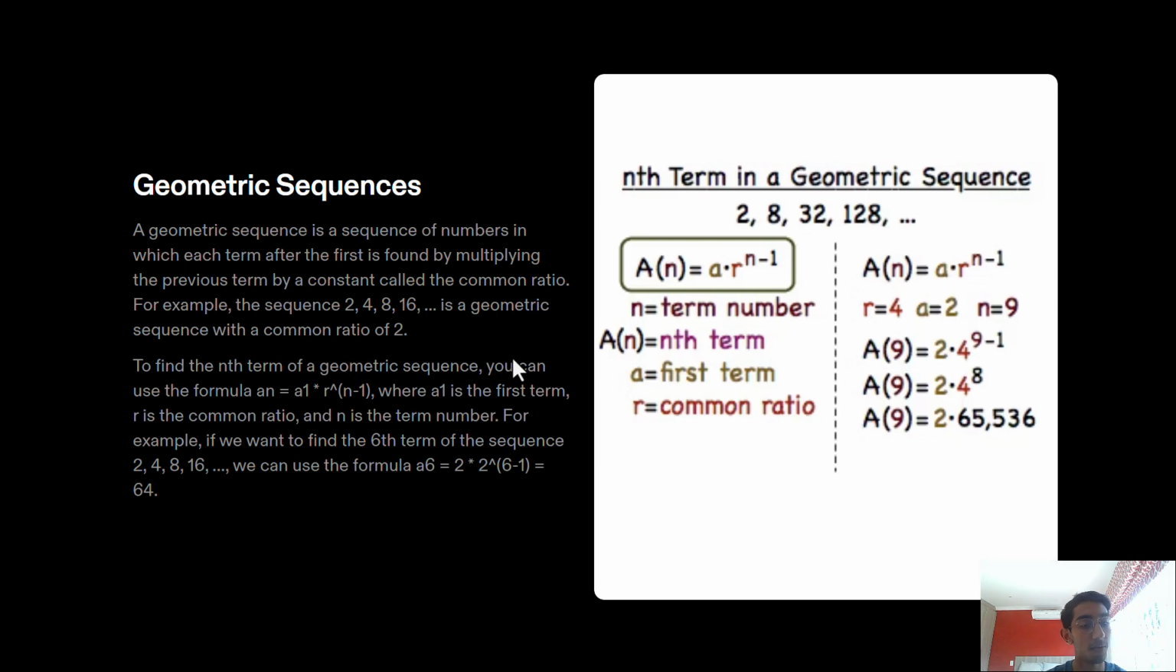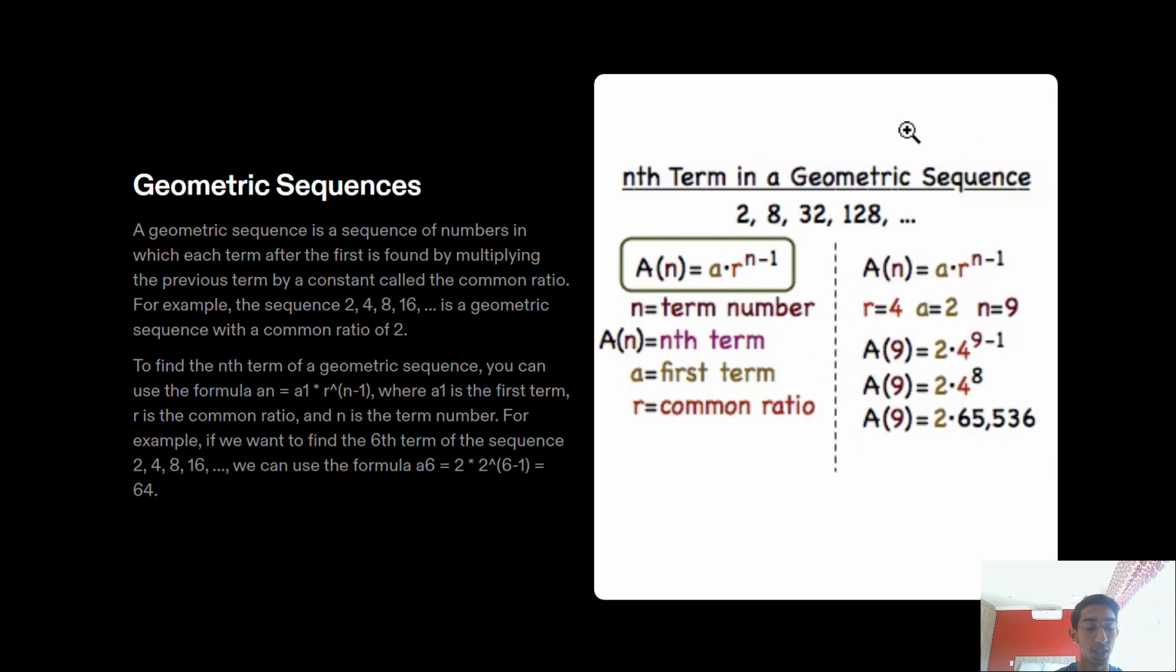To find the nth term of a geometric sequence, use the formula Tn or An is equal to A multiplied by R to the power of n minus 1, where A or A1 is your first term value, R is the common ratio, which we discussed, which would be like 2 in this pattern over here, and n is just your term number. So for example, if we wanted to find the sixth term of that same sequence, 2, 4, 8, 16, etc., we can use the formula to determine the sixth value to be 2, which is our first value, multiplied by R, which is also 2, to the power of 6 minus 1, which gives us 64.